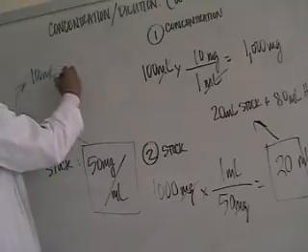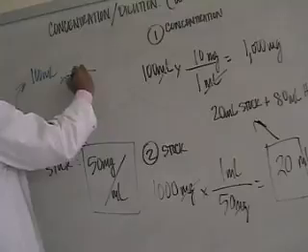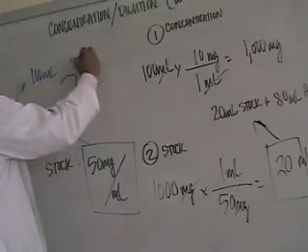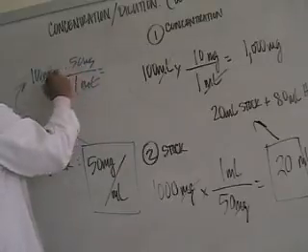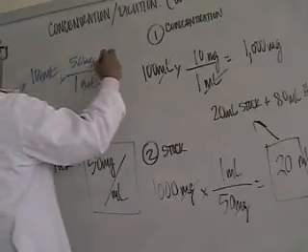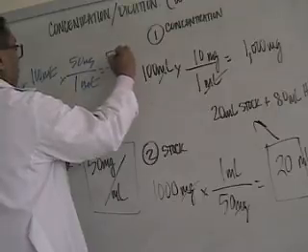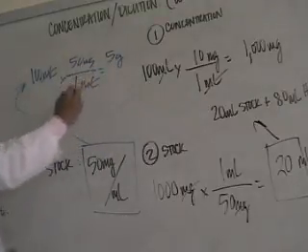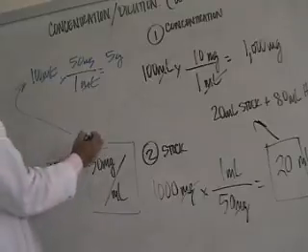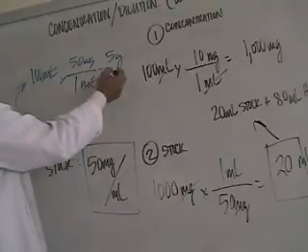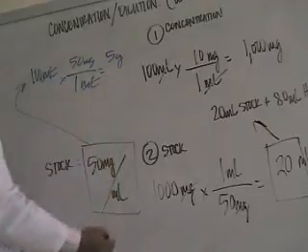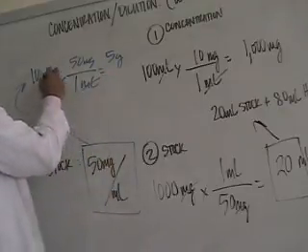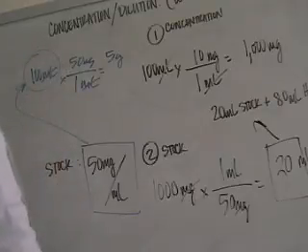Okay? Then I'm doing what? The mLs cancel out. 100 times 50, 5,000, or 5 grams. 5,000 milligrams equals 5 grams. All right? So I take 5 grams of whatever powder, and then what do I do? I put it in what? 100 ml. And that will make me this concentration.